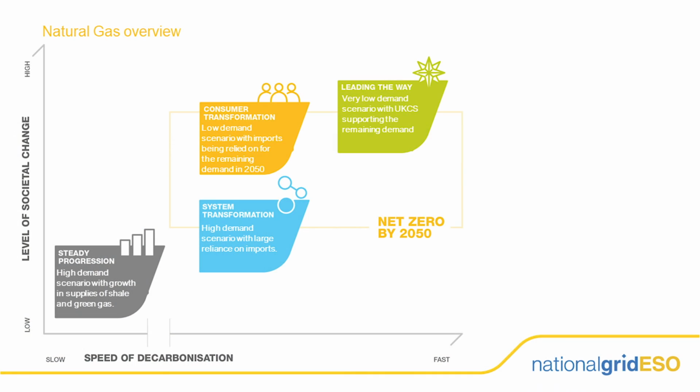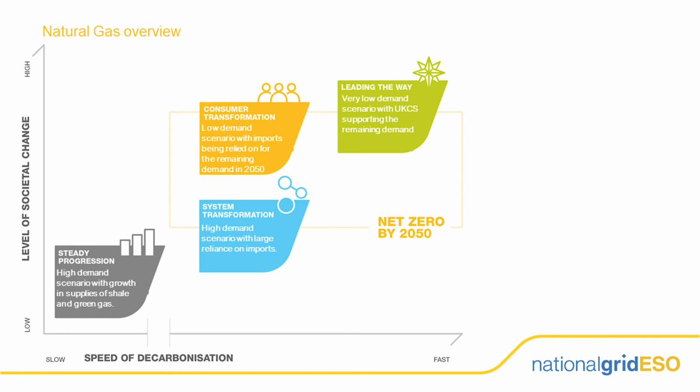Looking at the natural gas overview across the scenarios, again, we will start with steady progression in the bottom left and work my way to the top right. Steady progression has a high demand for natural gas. Its uses are very similar to that of today. System transformation also has a high demand, and this is largely from methane reformation, so turning natural gas into hydrogen.